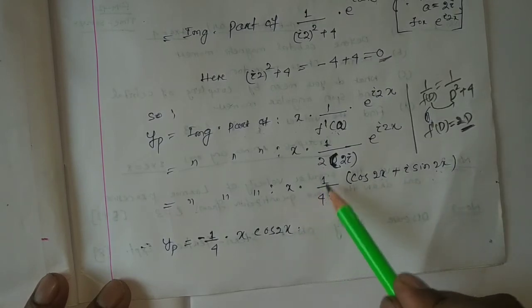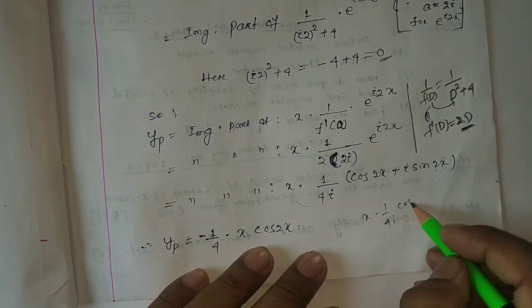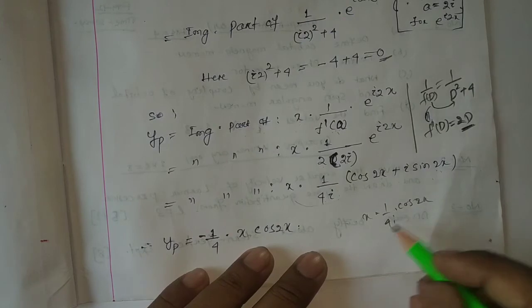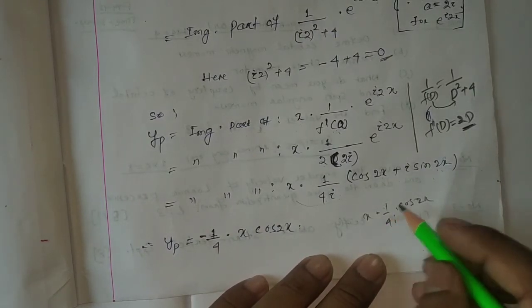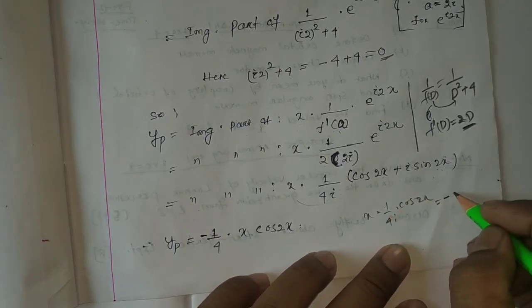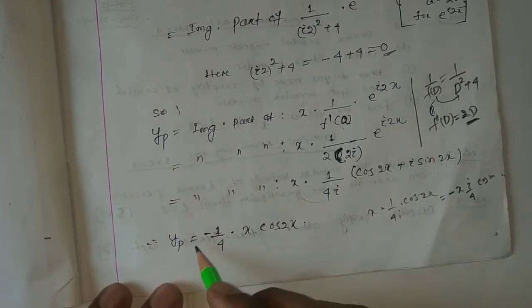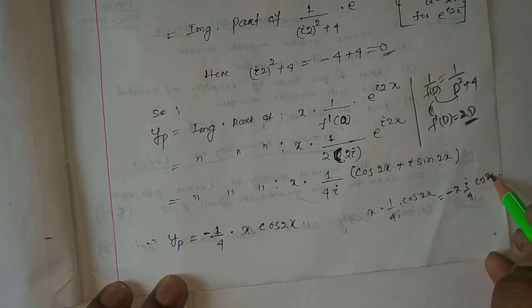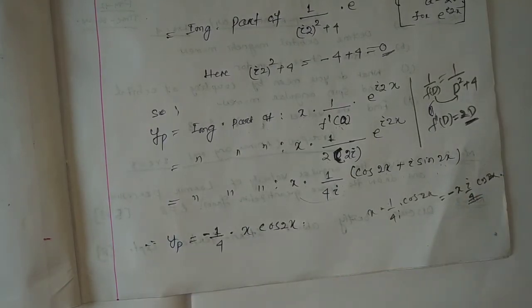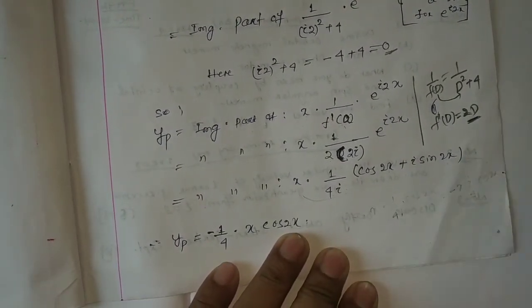That means x into 1 by 4i cos 2x is the imaginary part. But in the usual format, if i is moved to the numerator, then it will be minus x i by 4 cos 2x. So the yp will be minus 1 by 4 x cos 2x. Okay, x cos 2x. So this value can also be found by considering this method.